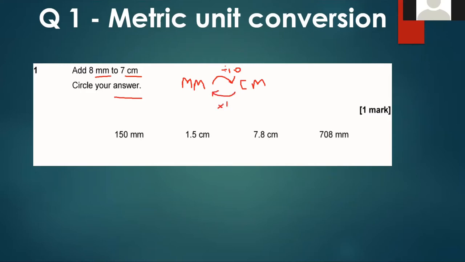For my answer, 8 divided by 10 is 0.8, guys. So the answer is going to be 0.8. What I'm now going to do is add 0.8 centimeters to 7 centimeters, putting my numbers in the correct place value, with 7 as my unit. Adding this, 8 plus nothing is going to be 8. 0 plus 7 is 7. So my answer is 7.8 centimeters, guys. So I'm going to circle option 3.